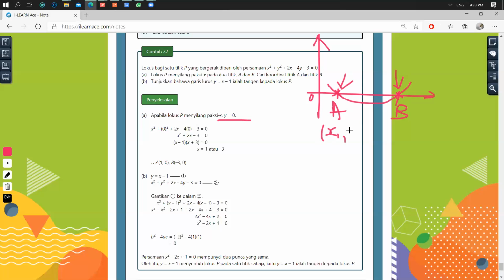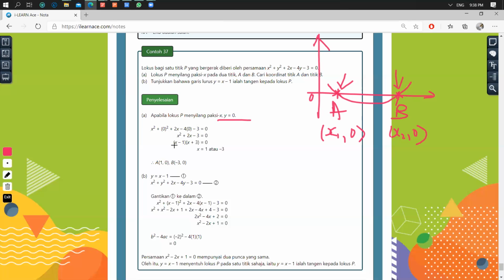We're going to get x1, 0 here, and then this is going to be x2, 0 here. Okay, this is just for illustration. Not necessarily that A must be here, B must be here. It could be A here and B here. Anyway, we're going to continue with this one. Just put y equals 0 into the equation. We're going to get x squared plus 0 squared plus 2x minus 4 times 0 minus 3. Then simplify everything. We're going to get x squared plus 2x minus 3 equals 0.